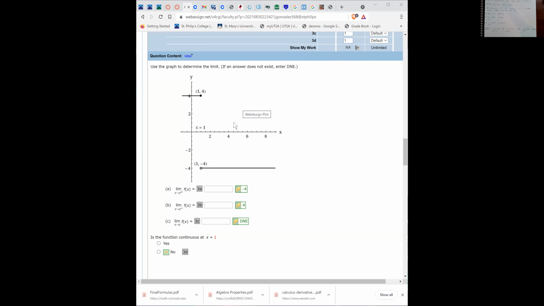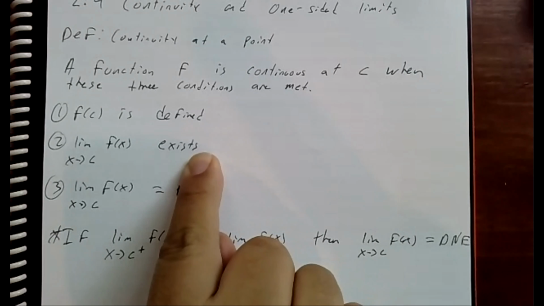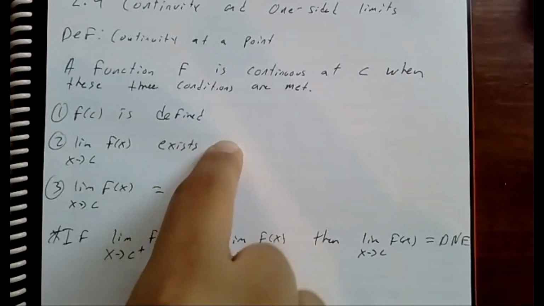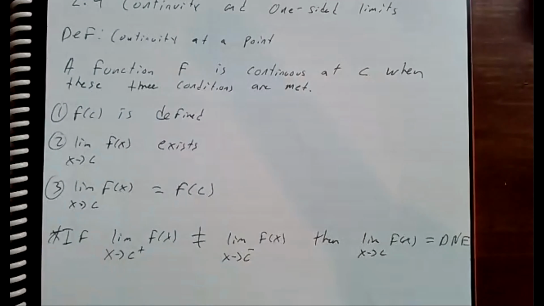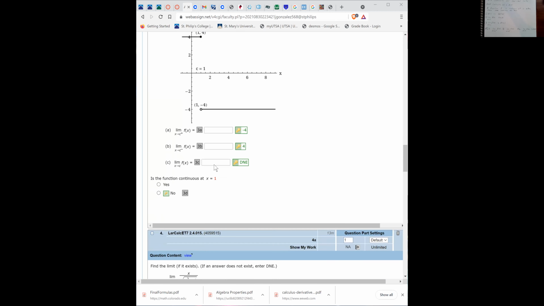And since the limit did not exist, it is not continuous because that's number 3. I'm sorry, number 2. Number 2 says it must exist at C. But if that fails, which it did, then not continuous. So not continuous. Does that make sense, or? Yes, sir.